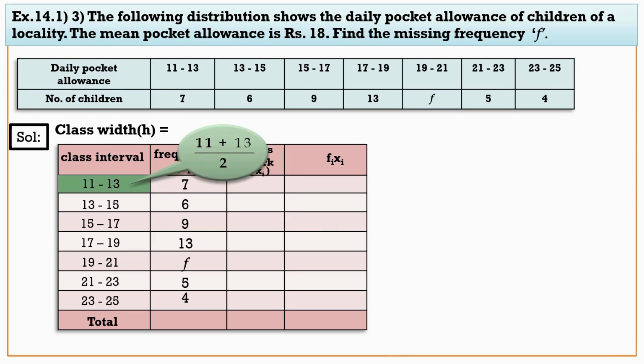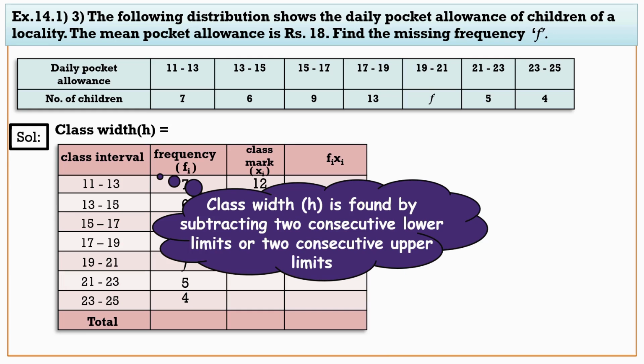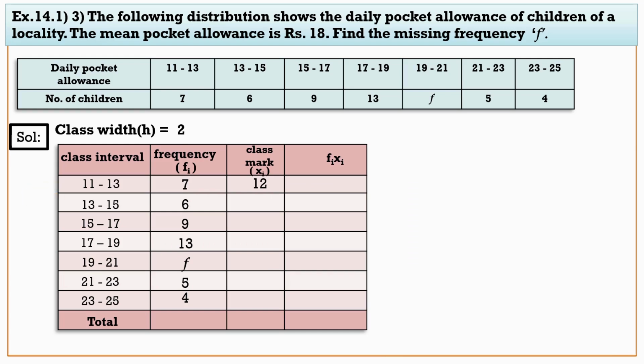Now what will be the class mark? The first class mark will be lower limit plus upper limit by 2. Now we need to find the class width. Class width h is found by subtracting 2 consecutive lower limits or 2 consecutive upper limits. So 13 minus 11, that is 2 over here. Now just keep on adding 2 to each class mark, you will get the next class mark. Now to find fixi, we just multiply the frequency with the class mark.